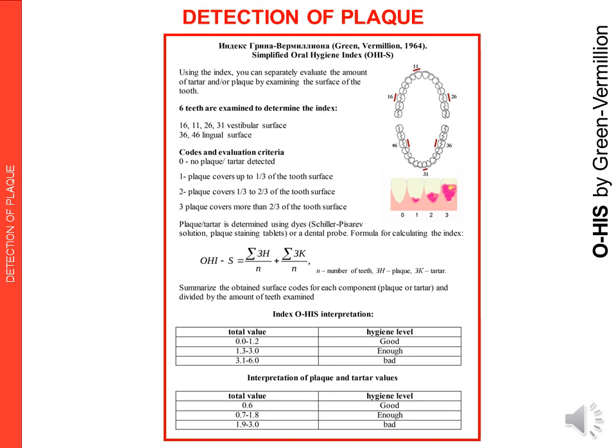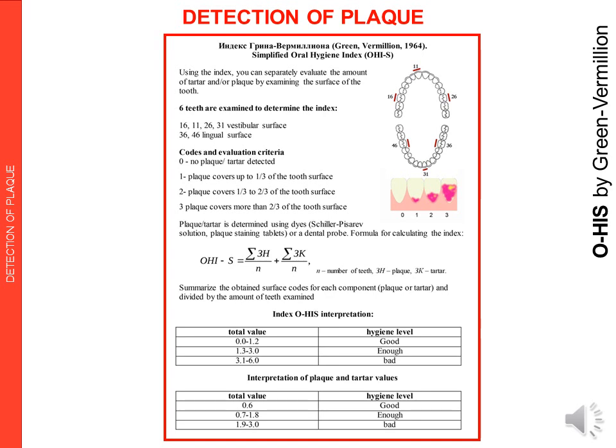If the tooth has no plaque and no tartar, we put code 0. If the surface has 1/3 with plaque or tartar, we put code 1. If the surface has from 1/3 to 2/3 of plaque or tartar, we put code 2. And if the plaque or tartar covers more than 2/3 of the tooth, we put code 3. Plaque and tartar are determined using dyes or a dental probe.